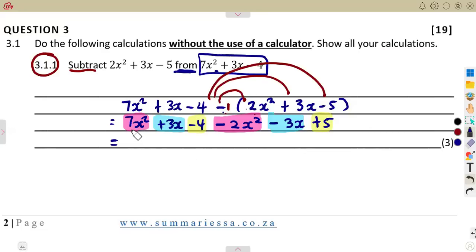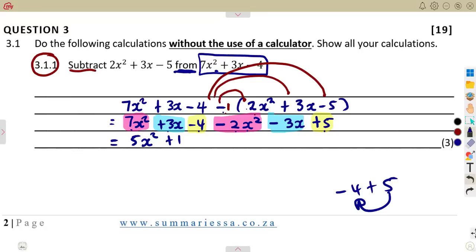So meaning to say, guys, we're going to have 7 minus 2, the 7x squared. So it's 7 minus 2, which is going to be 5x squared. You move on to the part of x, this one, the 3x and the minus 3x. So it's 3 minus 3, guys. 3 minus 3, that's a 0. So it will be 0x, meaning to say there's nothing there. Then we move on to the constant, minus 4 plus 5. Minus 4 plus 5 simply means 5 minus 4, which is a 1. That's it. So we're going to remain with 5x squared plus 1.